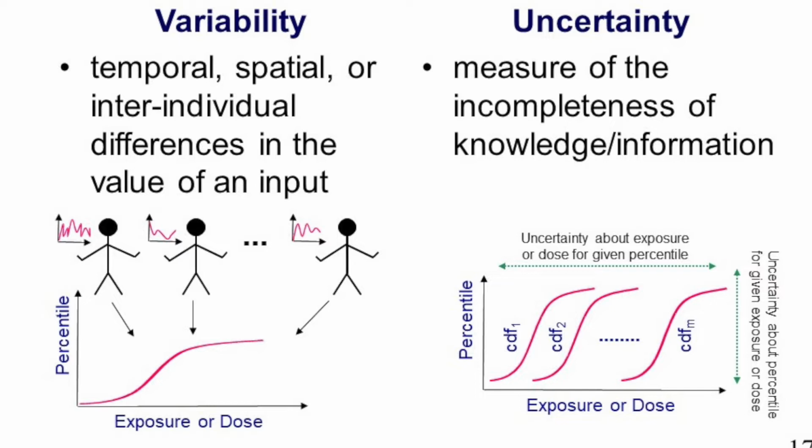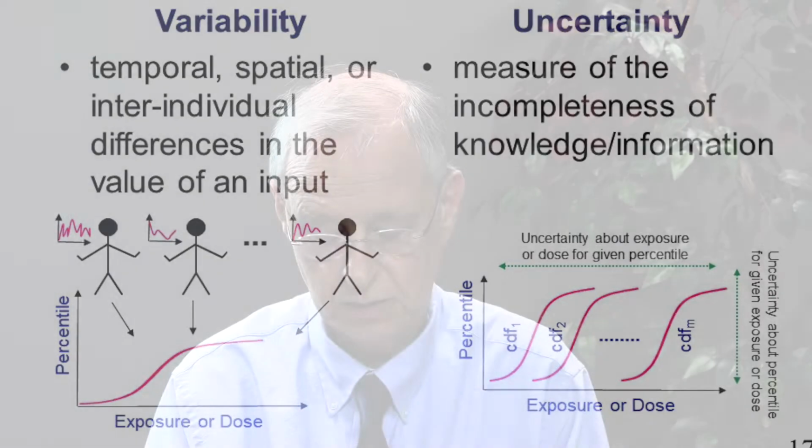Now we know that we're not certain in terms of choosing these values, in terms of what the mean body weights are, or what the mean transfer rates of material are when a person puts their hand in. It depends on the moisture, the skin characteristics, the soil characteristics, etc. These are all referred to as uncertainty. The measure of incompleteness of our knowledge is considered uncertainty.